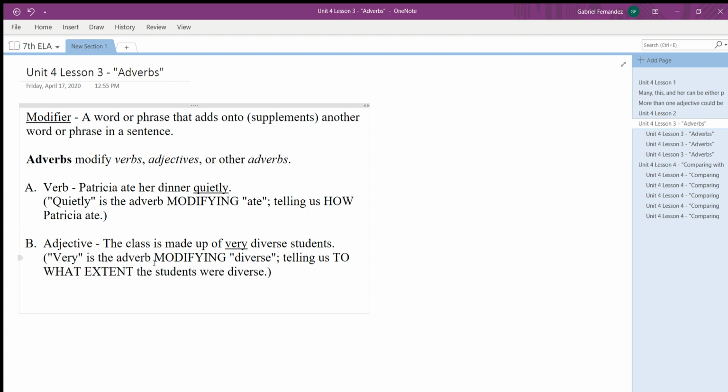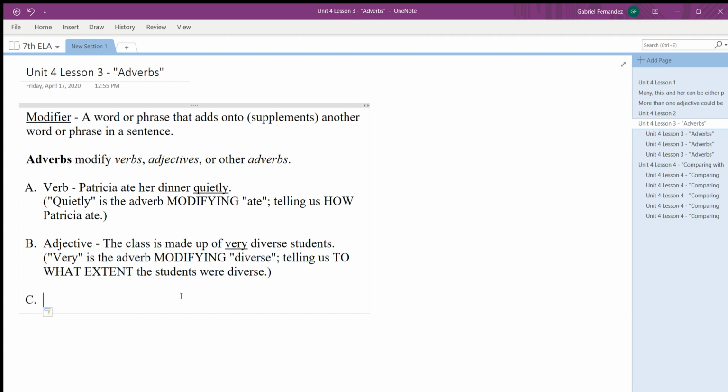The modifier is just at this point an adjective or an adverb, and the word being modified is the word that that adjective or adverb is adding on to. So quietly is an adverb modifying ate. Very is an adverb modifying diverse.